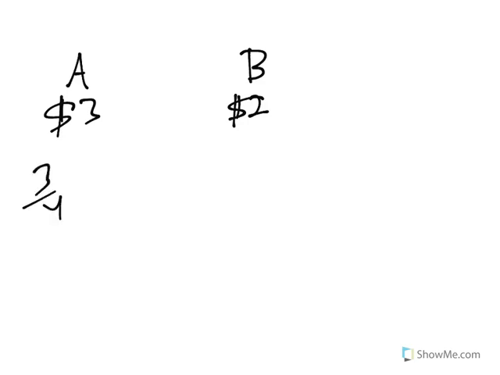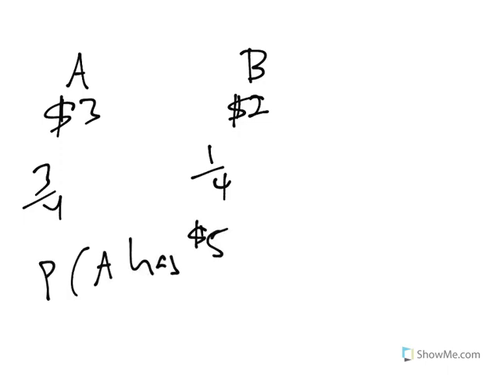And here's one more scenario. We have 2 gamblers, A and B. A starts with $3 and B starts with $2. And they play a game where A has a 3/4 chance at winning and B only has a 1/4 chance at winning. So A's better than B. And they're going to just keep playing the game over and over. And the question is, what's the probability that A has $5 after exactly 4 games?